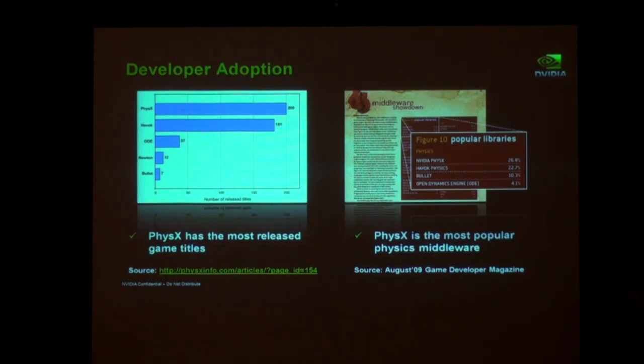The other thing was Game Developer Magazine did a survey of a lot of developers, and they discovered that, again, we are the number one physics engine that is used by developers. Which is very good. Next.